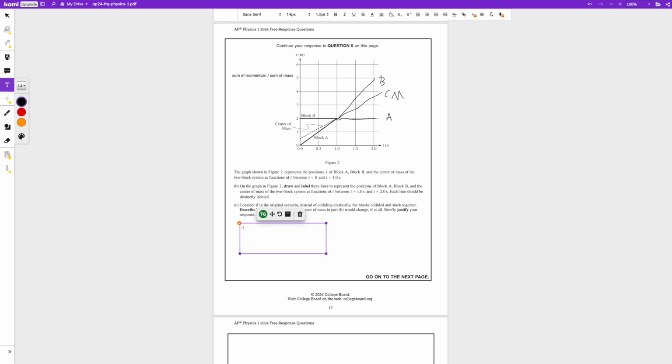So let's write this out. Momentum is conserved, mass is conserved, velocity of center of mass is the same, slope remains the same, and therefore the line is drawn the same way.